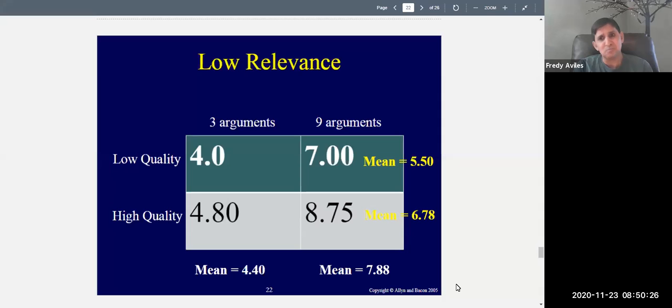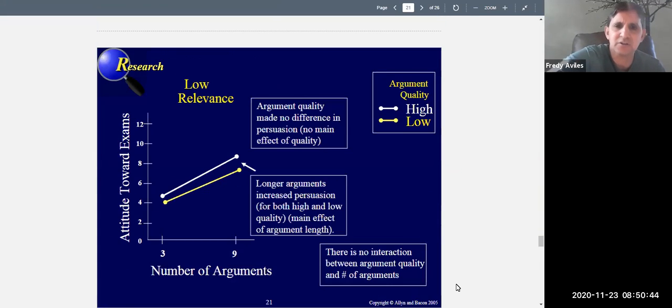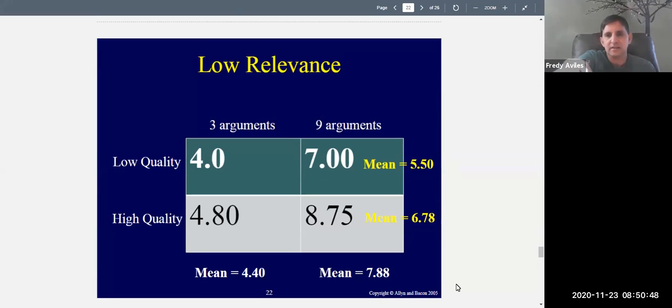Believe it or not, that's a small difference. It doesn't really matter, okay? That's probably not significant. So low quality, high quality, right, didn't really matter under low relevance. Look, we're looking at low relevance. That's the big label at the top. What that means is that when you compare this line, the white line and the yellow line, they're pretty close together. When you compare the averages, only 5.5 and 6.78. It's only a difference of like 1. So as you go from low quality to high quality, it doesn't really increase persuasion that much.